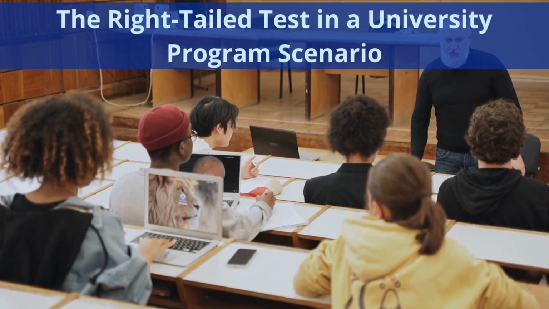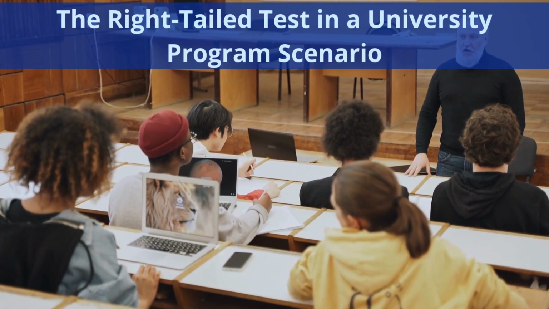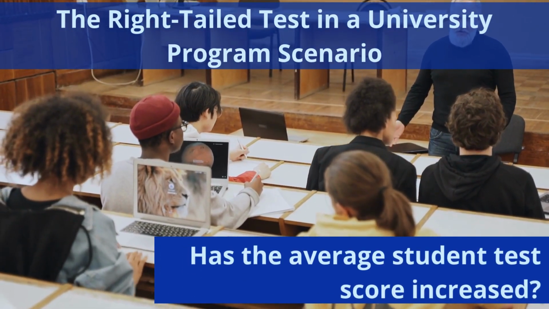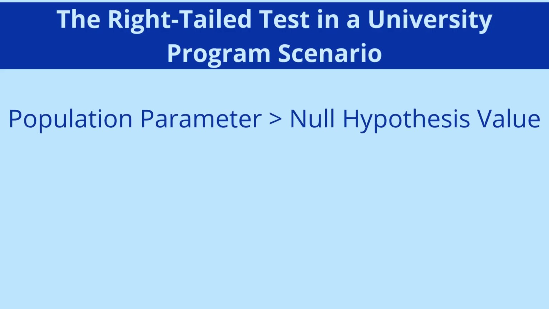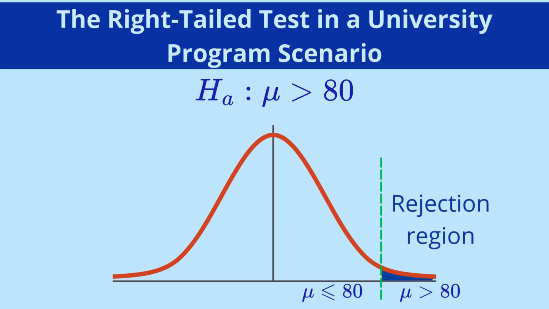Now, let's look at the right-tailed test. Suppose a university implements a new accelerated learning program and wants to prove that the average student test score is greater than the previous average score of 80. Because the university is interested only in confirming that the program leads to a higher score, the alternative hypothesis uses the greater than sign. This means the rejection area is concentrated entirely in the right tail of the distribution. If the test statistic falls into this region, we reject the null hypothesis and conclude the new accelerated learning program is effective in increasing the average student test score.